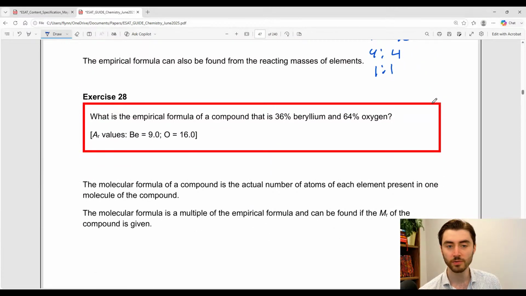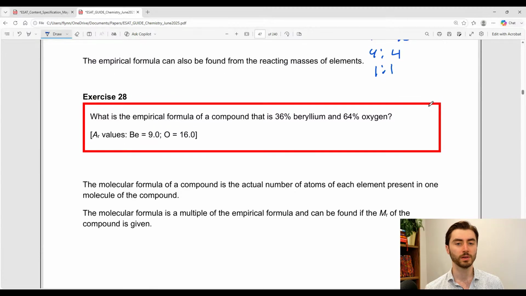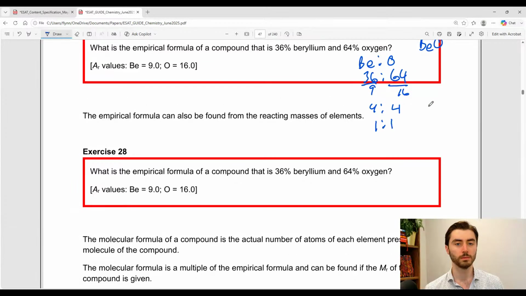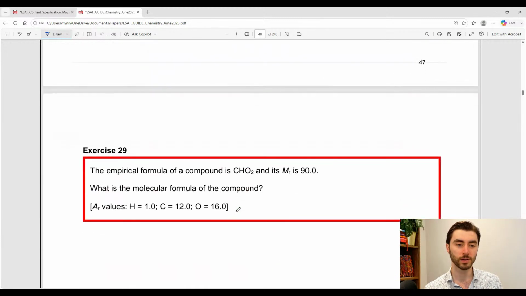And you can apparently also find it from reacting masses. So what is the empirical formula? These are exactly the same question. So there's that.